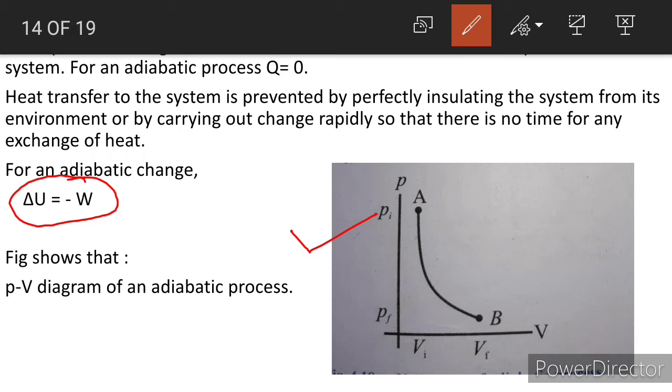And when a system expands adiabatically, at that time the work done is positive and delta U is negative, which means the internal energy of the system decreases. Okay, so this is the PV diagram of an adiabatic process. In an adiabatic process, the temperature will increase when internal energy increases, and the temperature will decrease when the internal energy decreases.